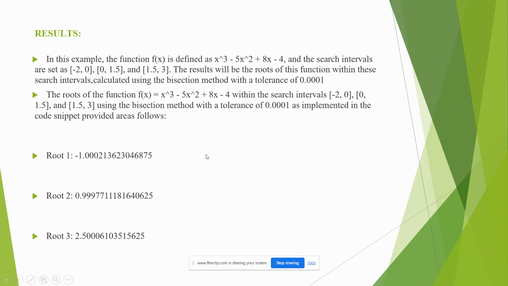So this is how we are implementing bisection method for control systems from an easy point of view. So this is a simple application in control systems.